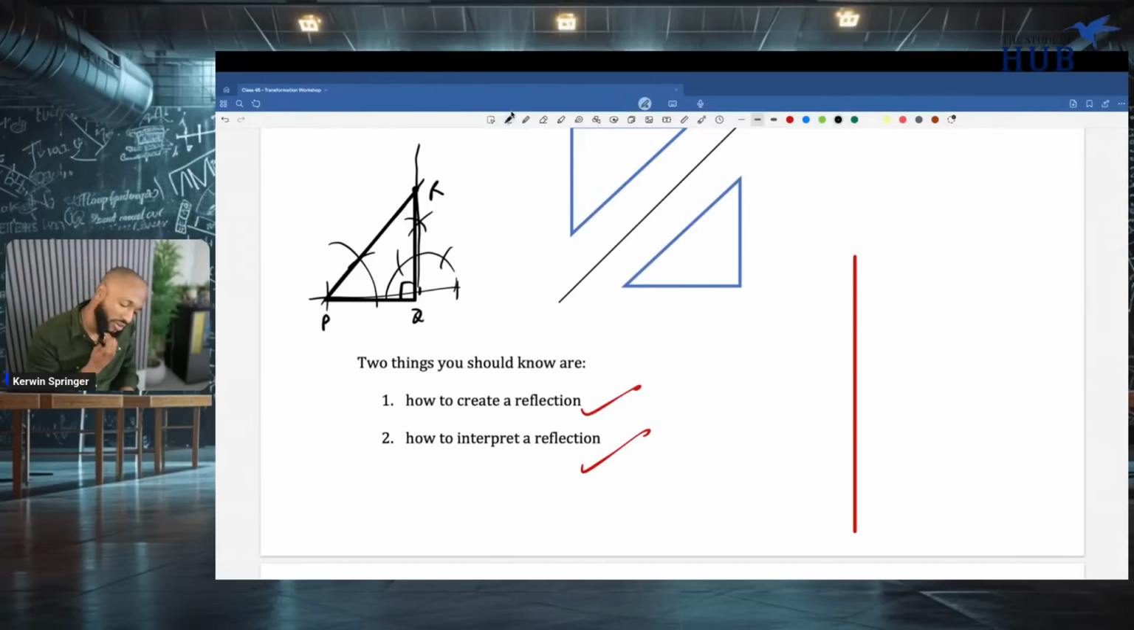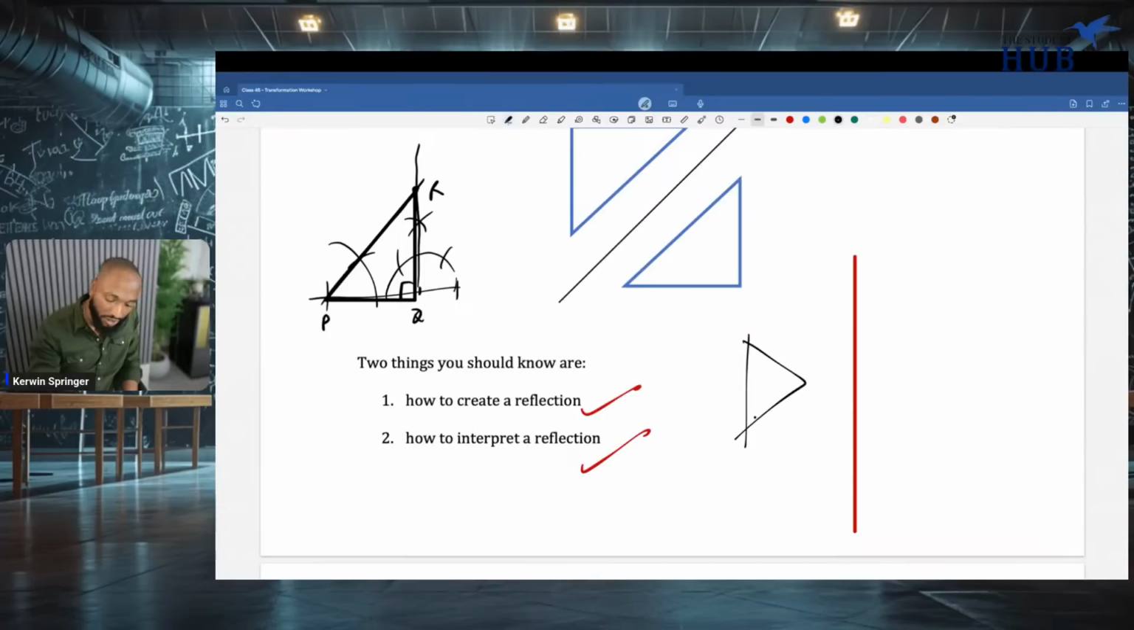So how to create a reflection? If you have the mirror line, you already know where the mirror line is. You have the point. You have the shape.